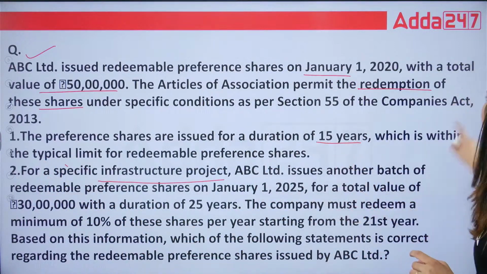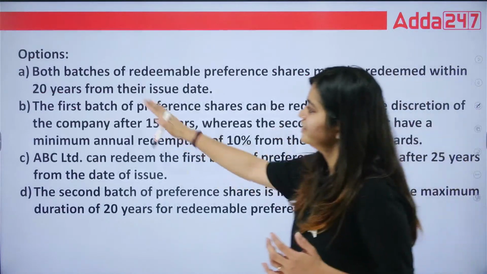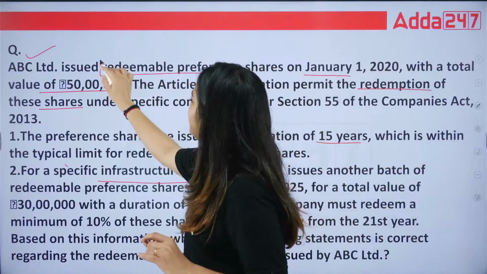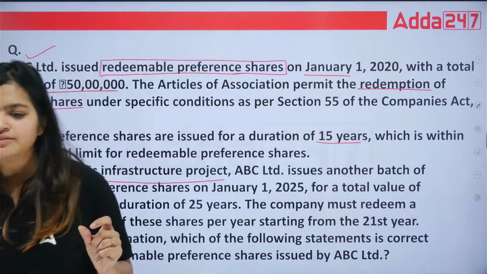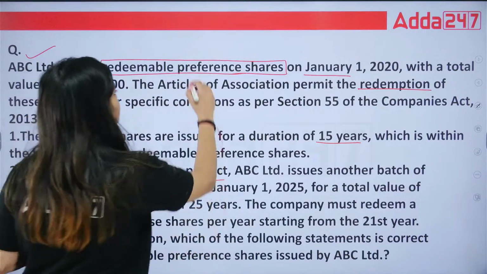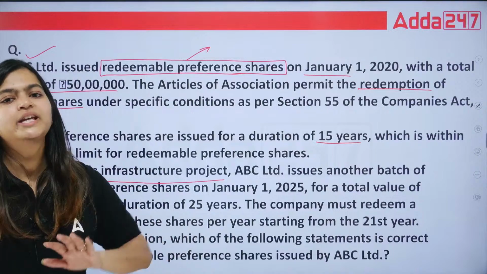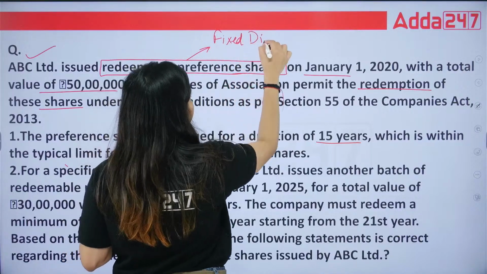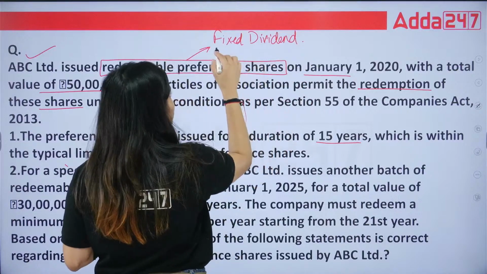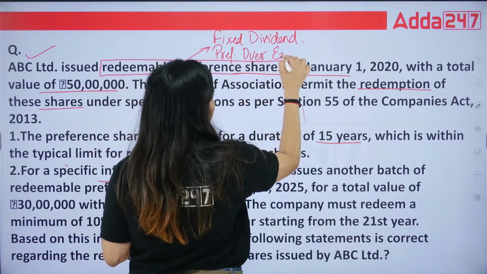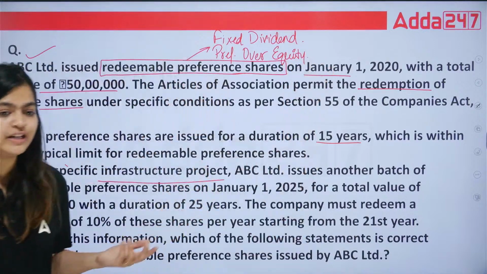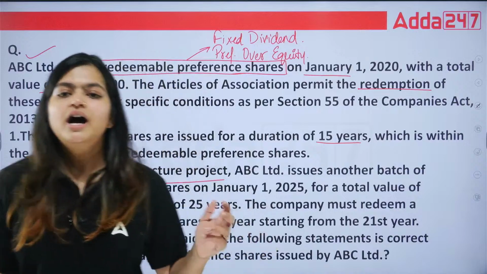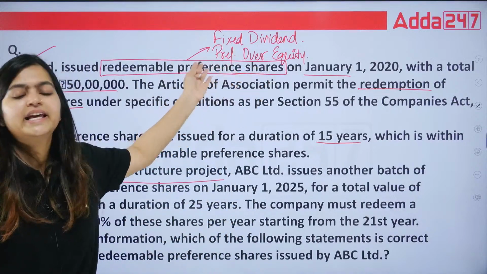Okay? So before evaluating our answers, before finding out which is your correct option, let's discuss a few things related to preference shares, that too redeemable preference shares. Do you know what is the characteristic of preference shares? They get the preference over equity. Correct? They are eligible to get the fixed dividend and they get preference over equity. At the time of liquidation, firstly we are going to pay off your preference shares. Correct? After that only we are going to repay our equity holders. That is the characteristic of preference shares.